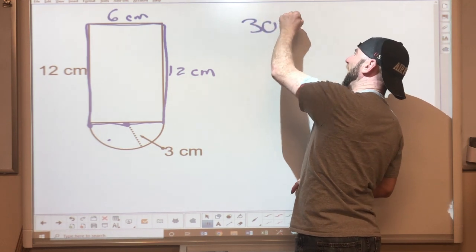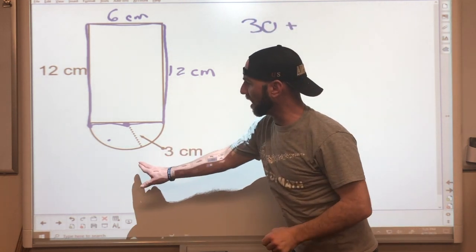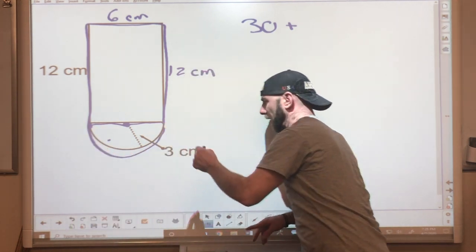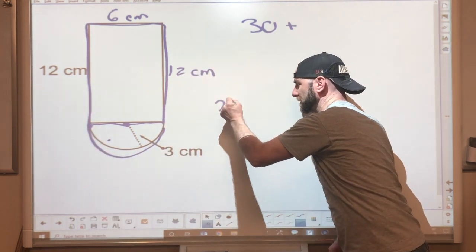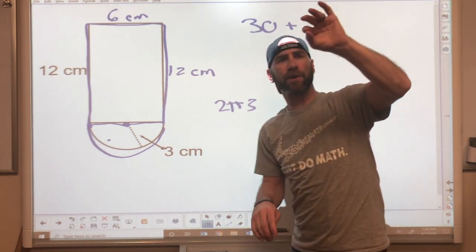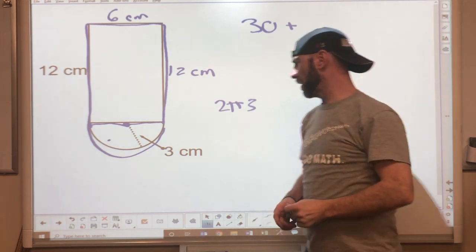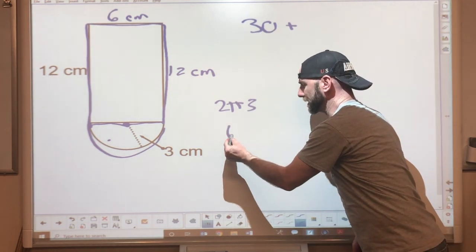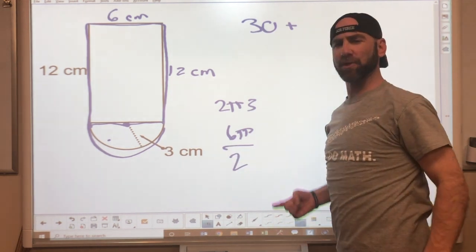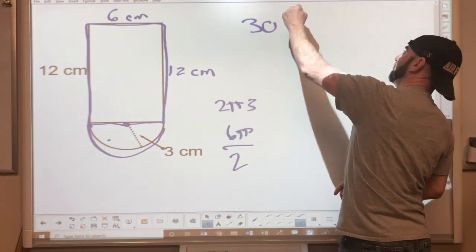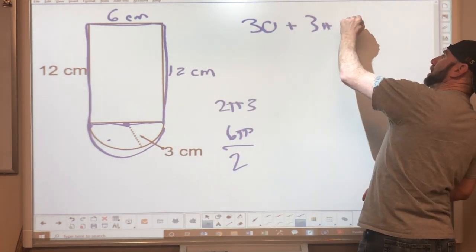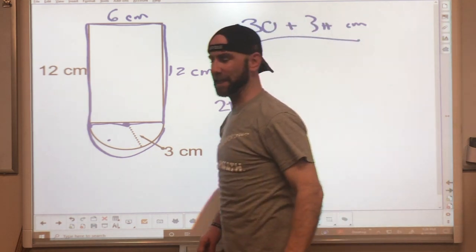And then we have to add the length of this semicircle. So from there to there, again, we're going to use our circumference formula, 2 pi r. That gives you the circumference of a circle all the way around. That is 6 pi, but divide that by 2, which gives us 3 pi. So 30 plus 3 pi, don't forget units, centimeters, boom, that's it.